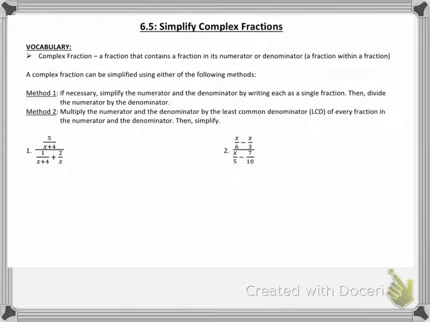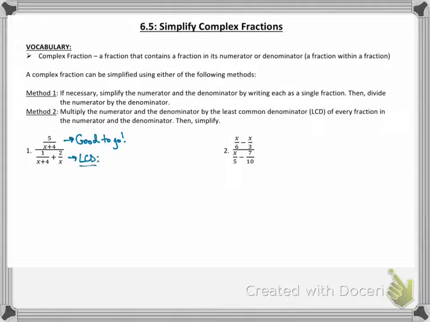Number one is the numerator 5 over x plus 4. The beauty of having only one fraction in your numerator is that you don't need to find an LCD. So this is good to go, which makes life simple, at least for the numerator. The denominator, however, we've got two fractions. There is no common denominator at this point. So what we need to find is the LCD.